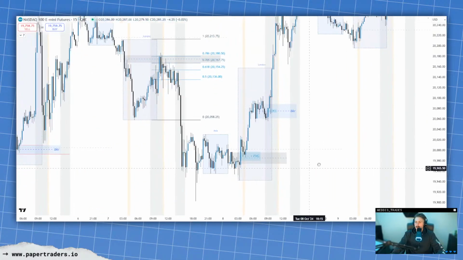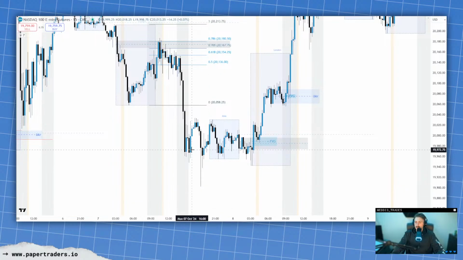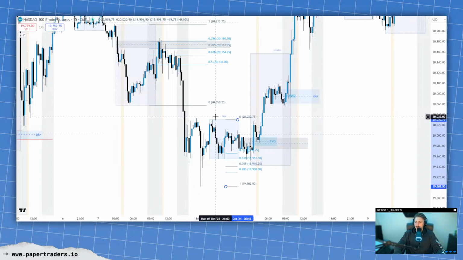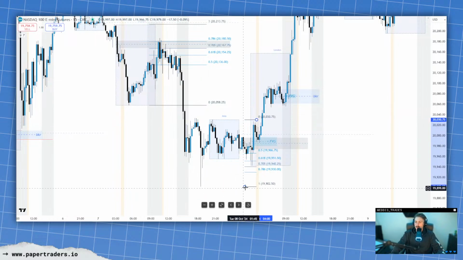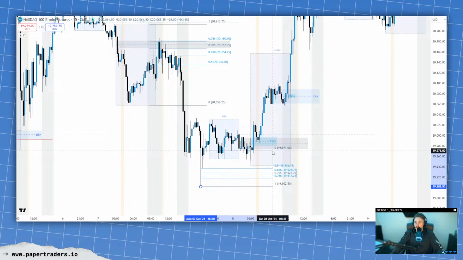Over here, you can take this range, right? This range right here. Take low to high, or low to high right here. We'll do like the most recent ones. Look at that. 786, continuation up. Right over here, that's 50% of that wick right there as well.